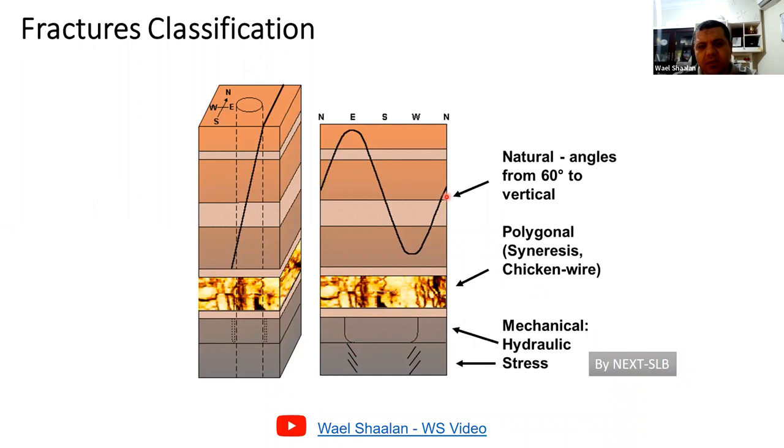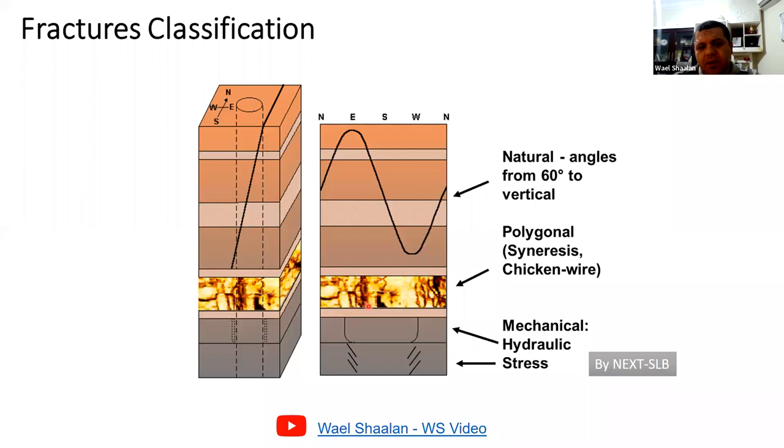Natural fractures, as mentioned, come from geological deformation, stress deformation, faulting, folding, and things like this. Mechanical or hydraulic fractures are induced by the drilling operation, by drilling fluid, by mud weight. That's why it cracks or breaks the formation, or by hydraulic fracking. Usually this one happens by the drilling operation and by mud impact that makes these shapes. This one is natural, this one is induced.